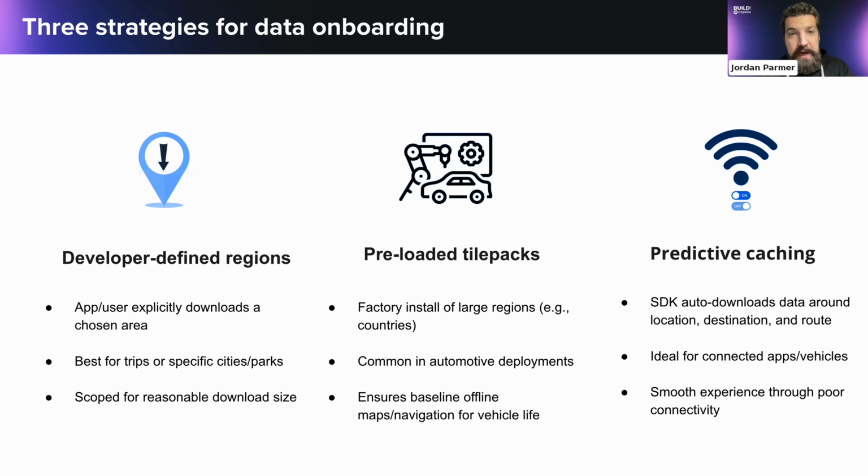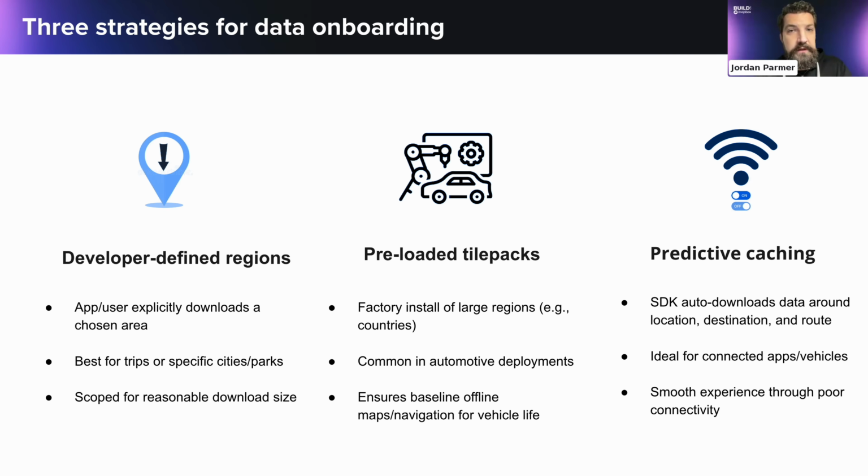So the first strategy is developer-defined regions. This is where you build into your application some sort of user action that explicitly downloads data for a specific geographic area. Think about it like, let's say you have an app where a user is preparing for a trip, and they could say, hey, I'm going to click this and then download that trip offline into the app, maybe for a city or a national park they're visiting. And that's initiated via the SDK API. You want that to be fairly restricted to a small area. You wouldn't want to do a whole continent, but you can drive it that way.